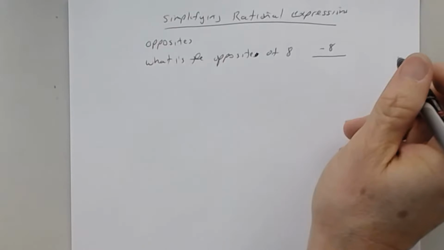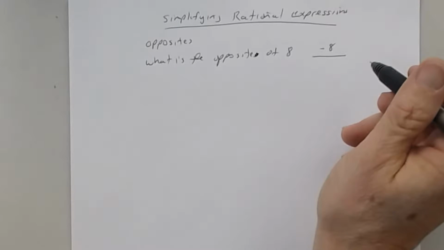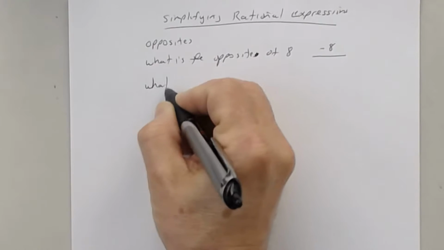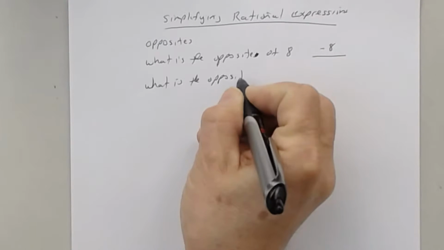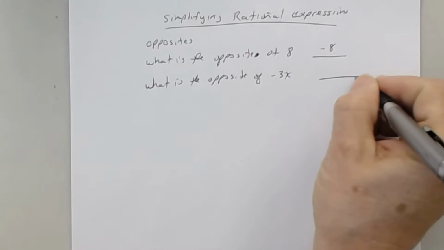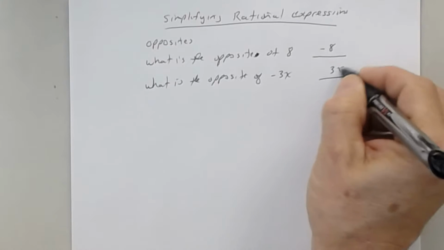And in fact, when you add two numbers or two terms that are opposites of each other, what sum do you get? 0. What is the opposite of -3x? Positive 3x, right? Positive 3x.